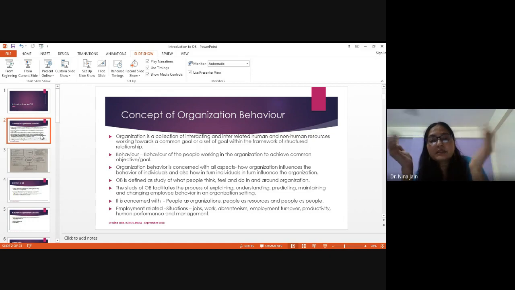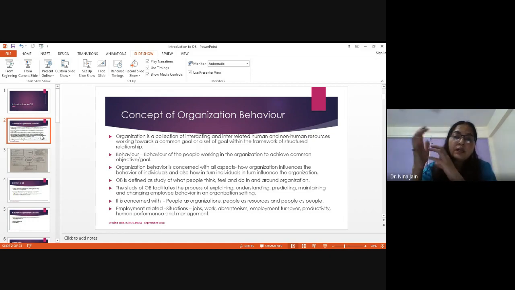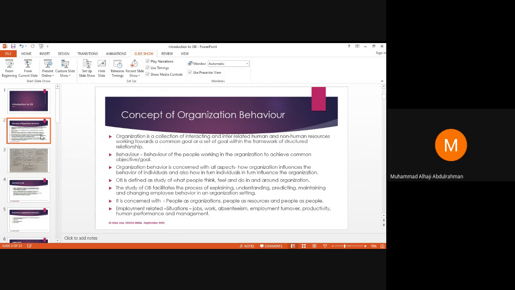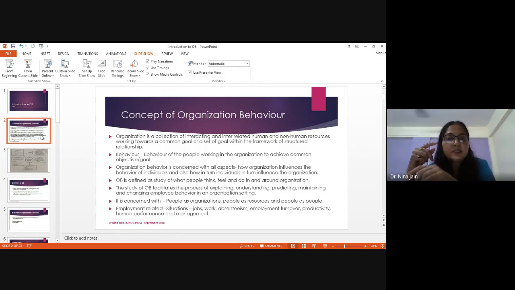So, generally, we are talking about employment-related situations, like situations at jobs. What are the situations at jobs? How the work has been done. You know all these terms like absenteeism. You know about absenteeism in HR? What is it? You can see the last line: employment-related situations like jobs, work.